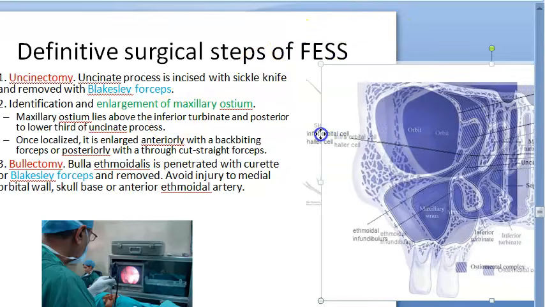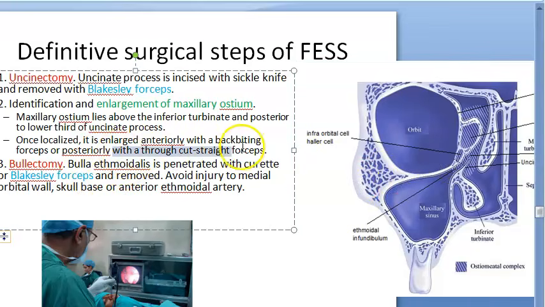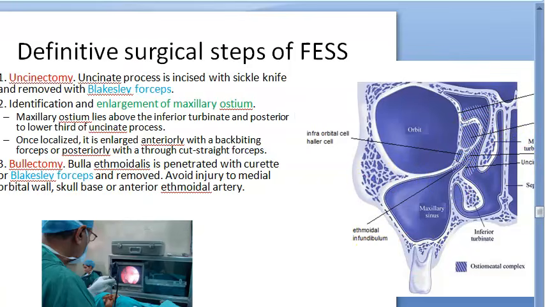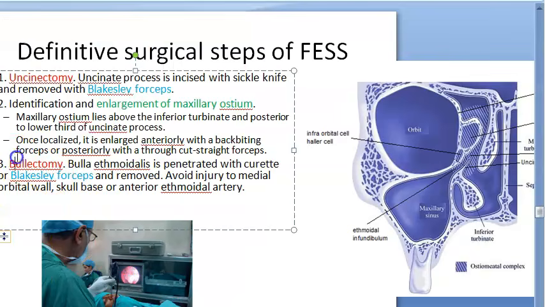Okay. Then once you locate this, it is enlarged anteriorly with a back-biting forceps or posteriorly with a through-cut straight forceps. So they are using a back-biting forceps anteriorly and posteriorly a through-cut straight forceps. Wow. So if you can remember these names, great. Okay. Then moving on, bullectomy.